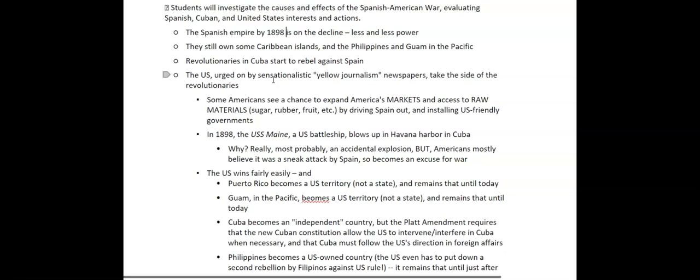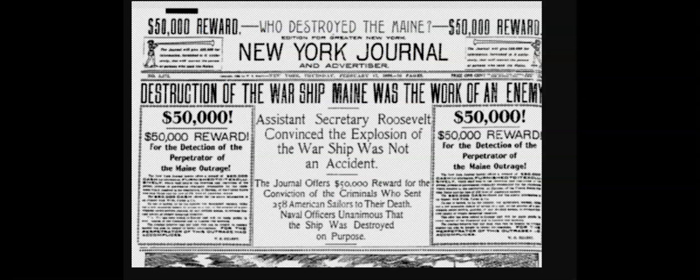Revolutionaries in the island of Cuba start to rebel against Spain. They'd like to be their own free country. And the U.S., urged on by sensationalistic yellow journalism newspapers, take the side of the revolutionaries. You should remember this idea of yellow journalism, so I'll just remind you of this quick.